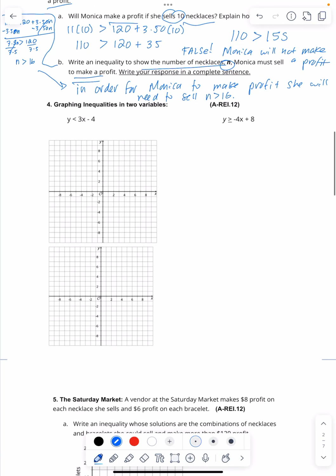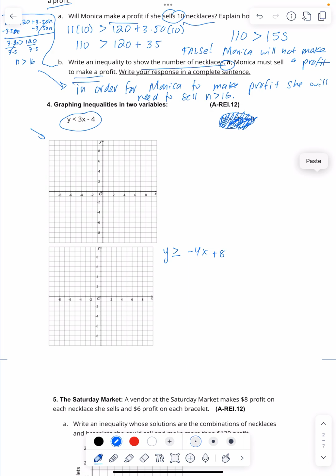Okay, the next question says graphing inequalities in two variables. So this one actually belongs to this graph, and I don't know why this went up here, but this would represent this graph right here. Y is less than negative 4x plus 8. All right, so I'm going to just scratch this one off over here so it doesn't confuse us.